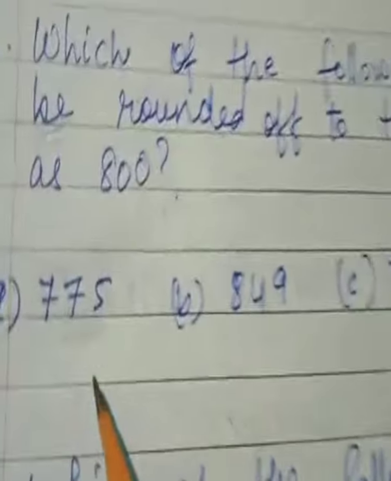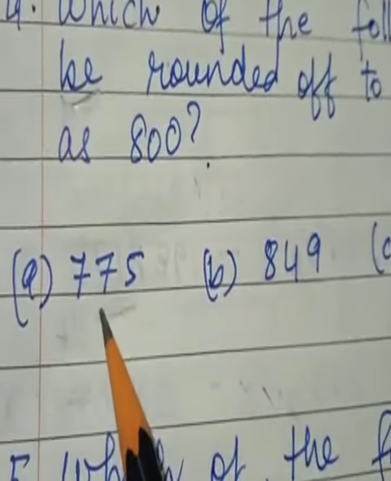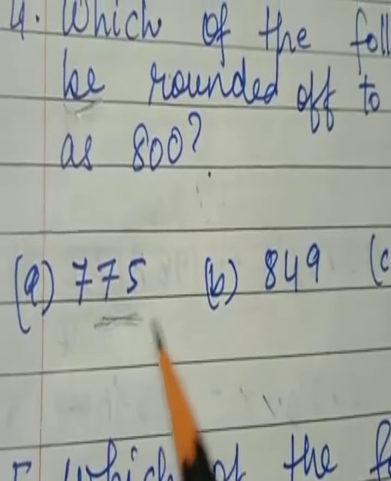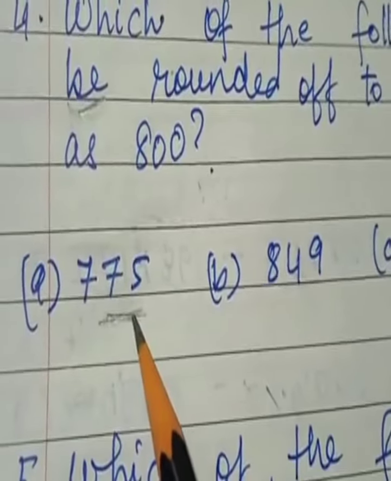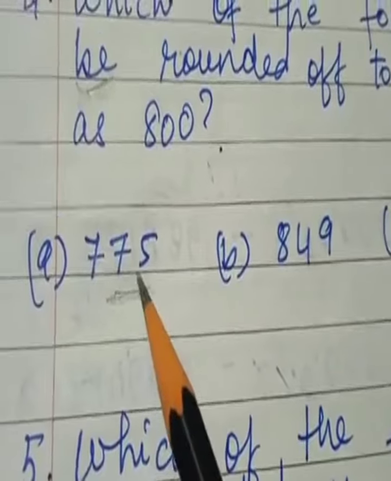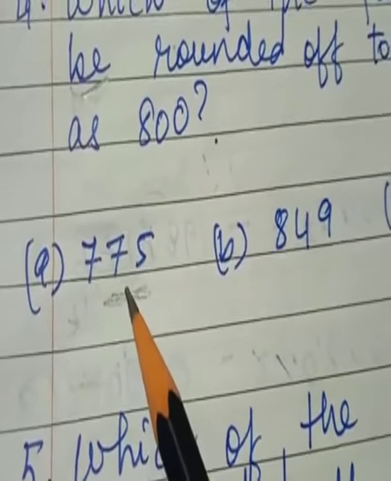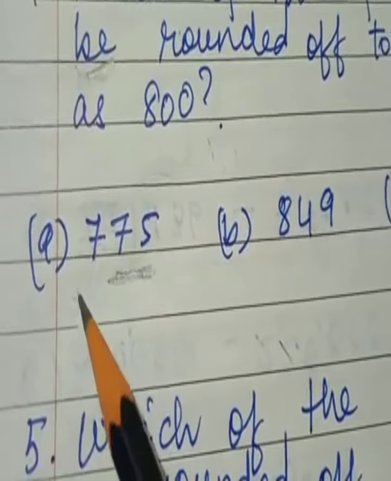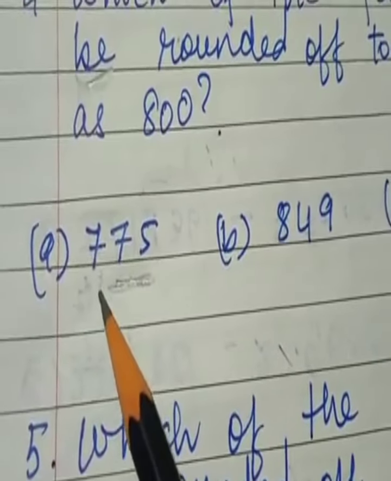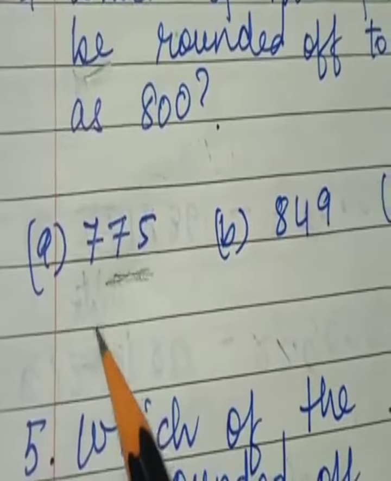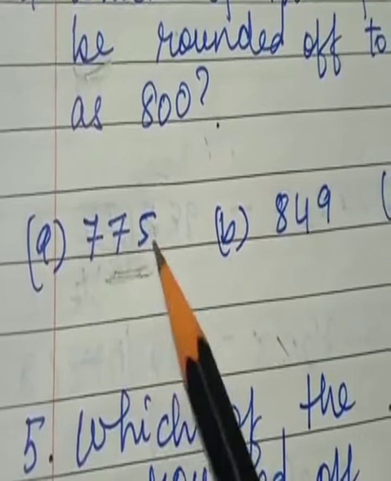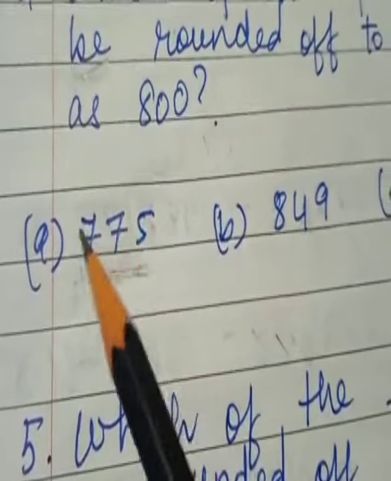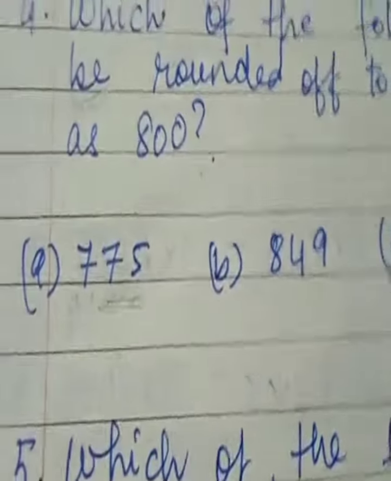Let's see the first number, 775. If we take the tens and the ones place, we will see it is 75. 75 is more than 50. So whenever it is more than 50, the hundreds place will get an advantage of plus 1. That means 7 plus 1 in the hundreds place will make it 8 hundreds, and 0 0 in the tens and ones places. So it will be converted into 800. This is becoming 800.